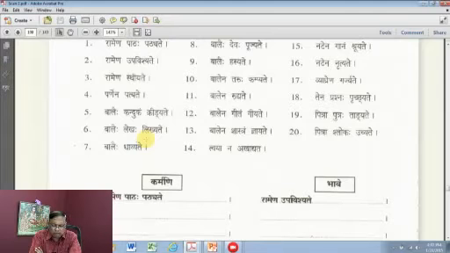This is also karmani prayoga. That means balaha lekham likhanti iti arthaha. So balaihi lekha likhite, a letter is written by the boys. A letter is written by boys. 7.